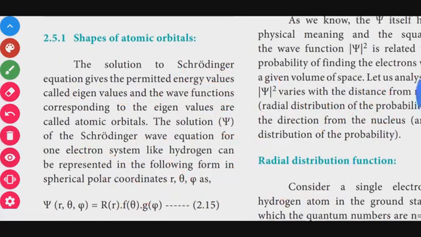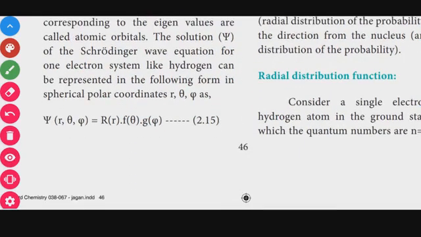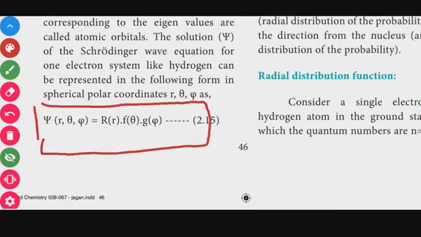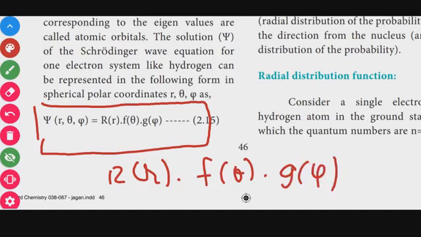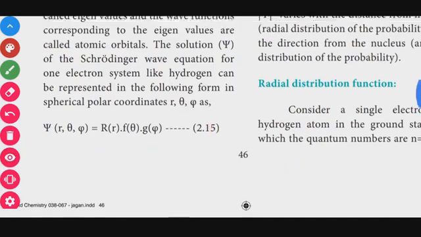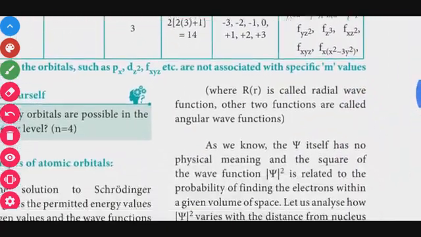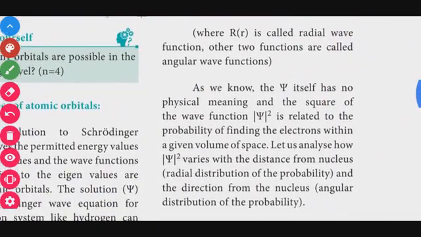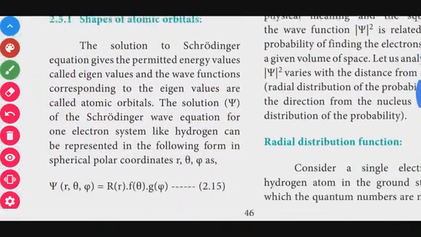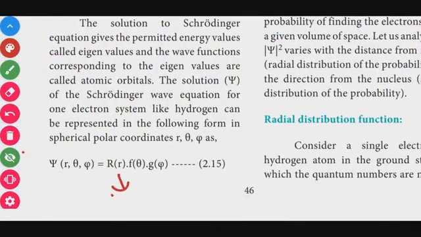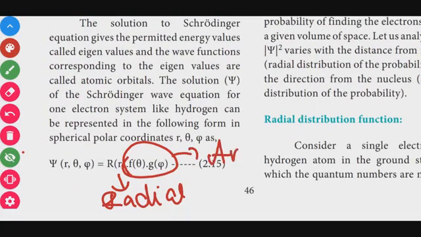Okay, next, for a certain equation they are giving: psi(r, theta, phi) equals R(r) times f(theta) times g(phi). This is the shape of atomic orbitals. This R(r) is the radial wave function, and the other two functions are the angular wave functions. Radial wave and angular wave.